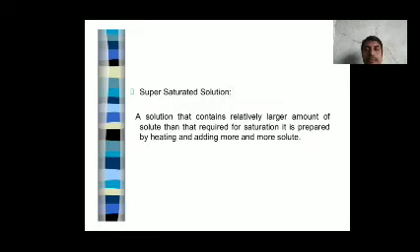The maximum amount of solute particles present in a solution is called saturated. A solution that contains more solute particles than that is called a supersaturated solution. It is prepared by heating and adding more and more solute particles beyond saturation.